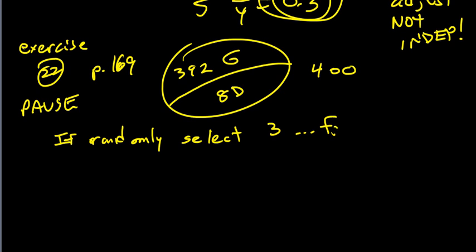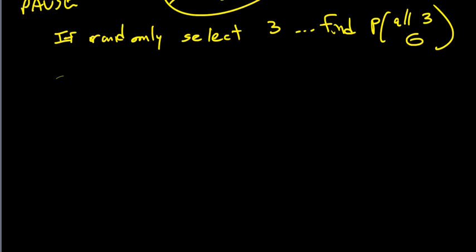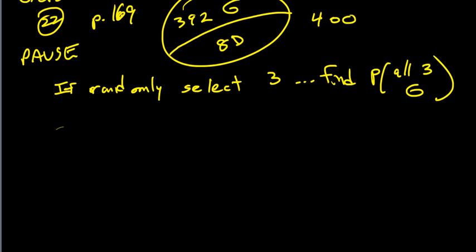Find the probability that all 3 are good. Well, I'm going to do it 2 ways, and I'm going to illustrate something here. It's going to be a major rule that's going to help save us time in problems of this type. First, I'm going to do it without replacement.